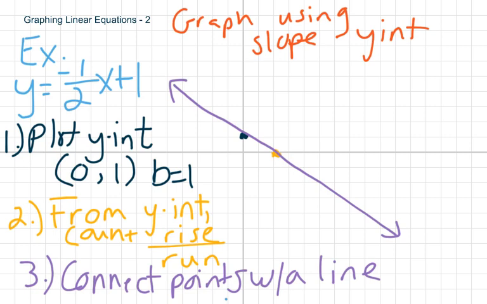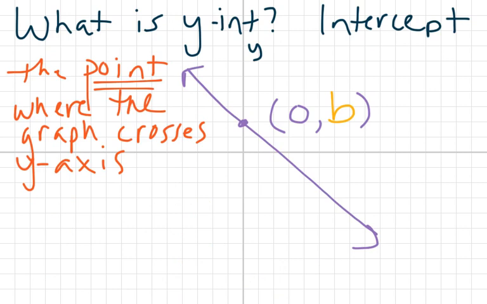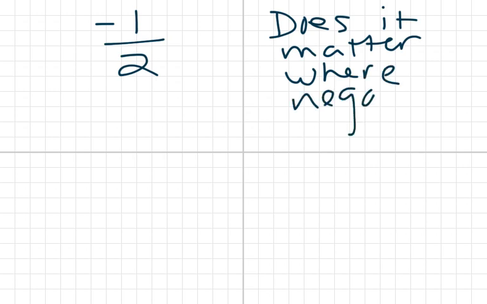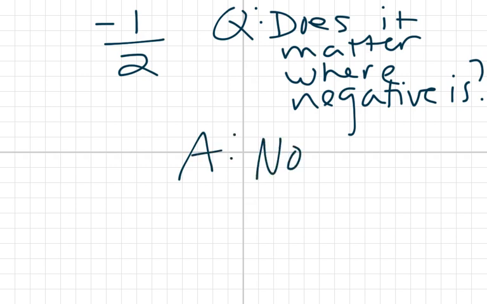So that's our shortcut. I addressed this in the video, but I did not address it in a live session unless we had all kinds of extra time. So I do want to address this question here. If you've got the slope negative 1/2, does it matter where the negative is? And the answer to that is probably not. So let's take a look at this. The answer to our question is no.